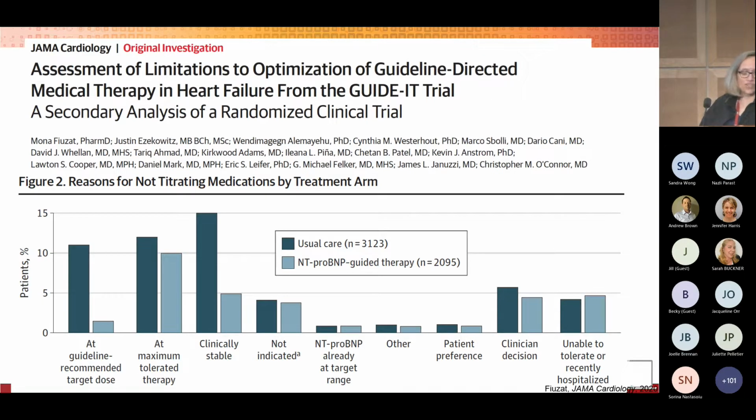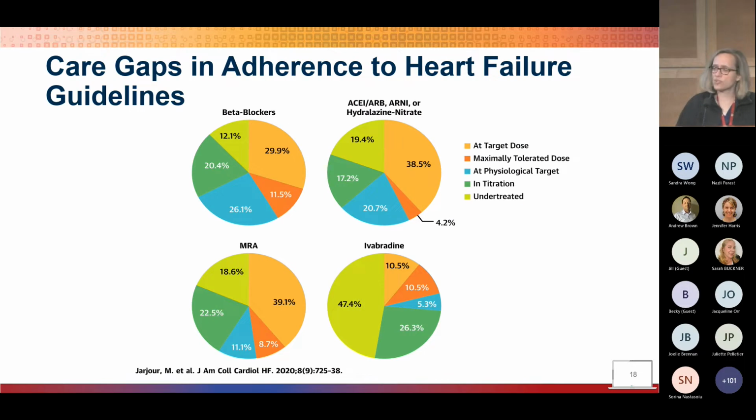And in this other study, this was a clinical trial in the hands of experts in heart failure. Only 15% of the heart failure patients were on optimal medical therapy at 6 months. Not surprising, right? We see this, you see this in your rehab patients. So why is that? Well, in this study, medication intolerance was a big problem for failure to titrate.